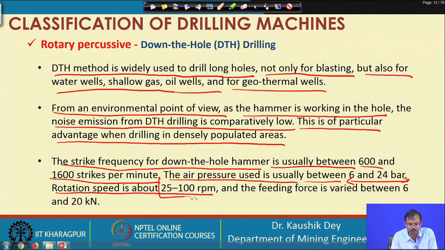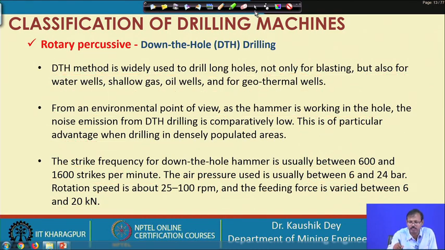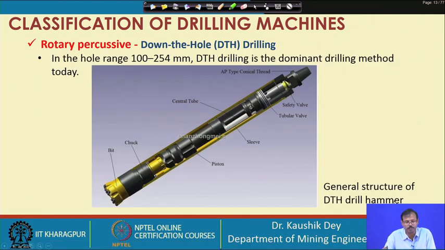rotation speed of about 25 to 100 rpm is kept, so that we can have a smooth wall circular hole, and the feeding force is varying between 6 to 20 kilonewton, so that this allows the consistent contact of the drill bit with the rocks. This is in general specification, however, larger specifications, smaller specifications are also available. This is the general specification commonly used for the drilling machines used in mining conditions.